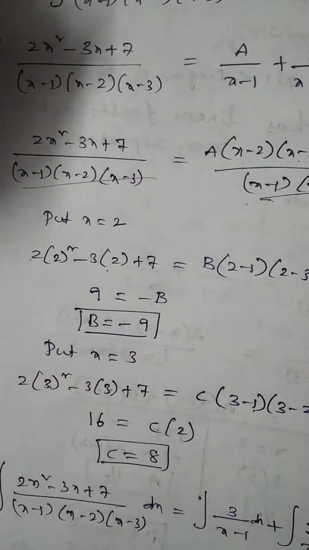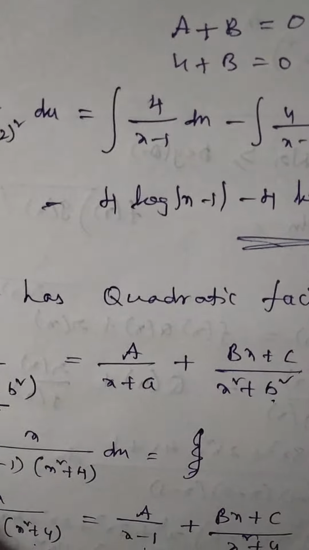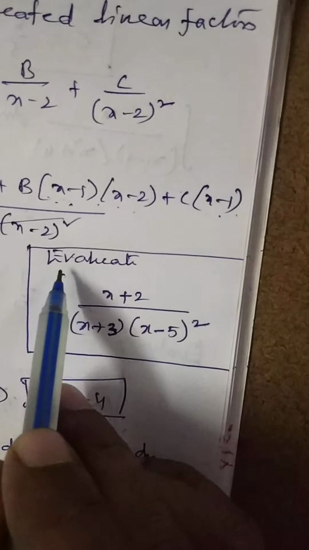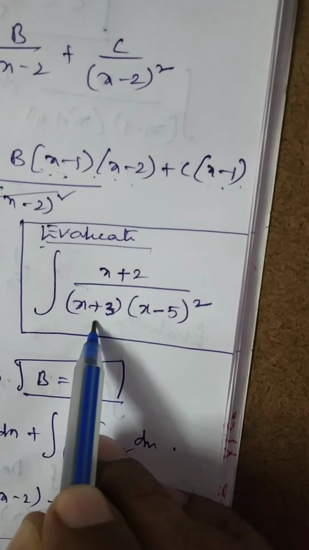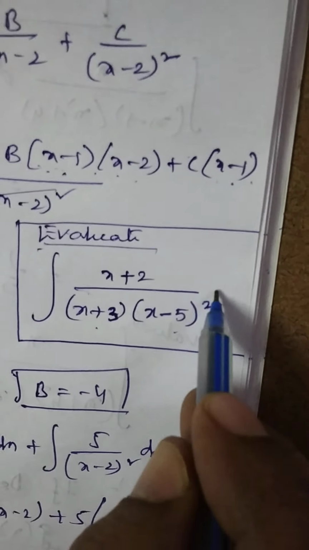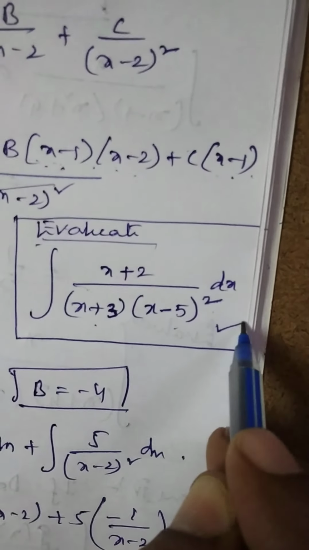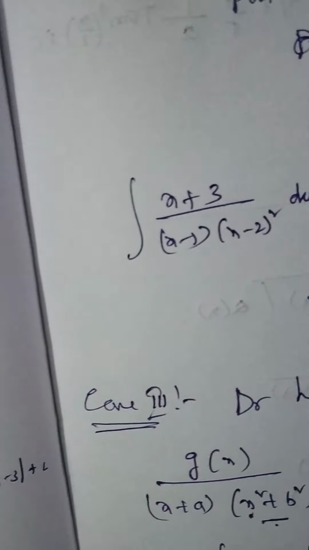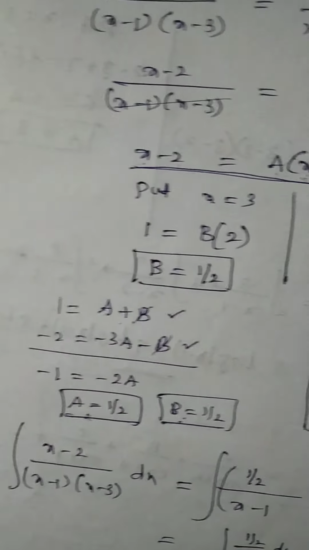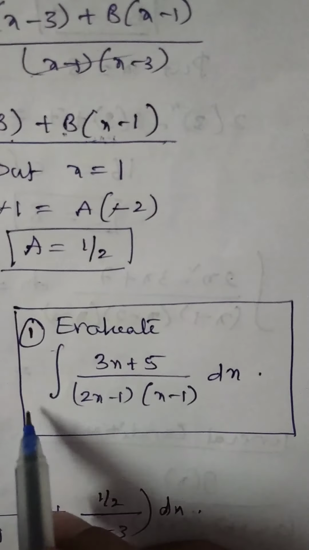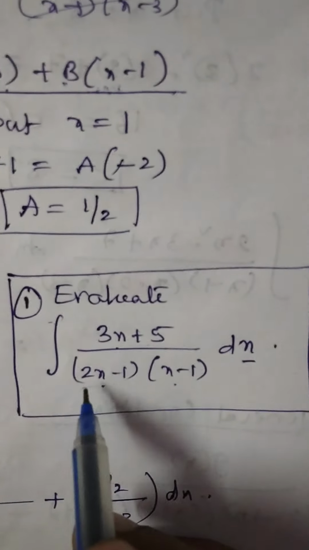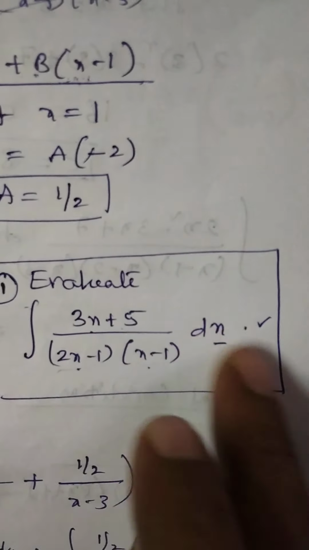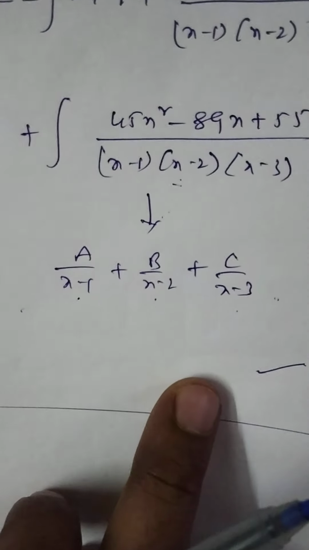Okay, next in this case 2 here I gave this example. Evaluate integration of (x + 2) by (x + 3)(x − 5)² dx. So try to do this example by this method. Next in this type 1 example, evaluate integration of (3x + 5) by (2x − 1)(x − 1) dx. So you try to evaluate these 1, 2, 3, and the fourth one I had not completed here. So you try to complete this.